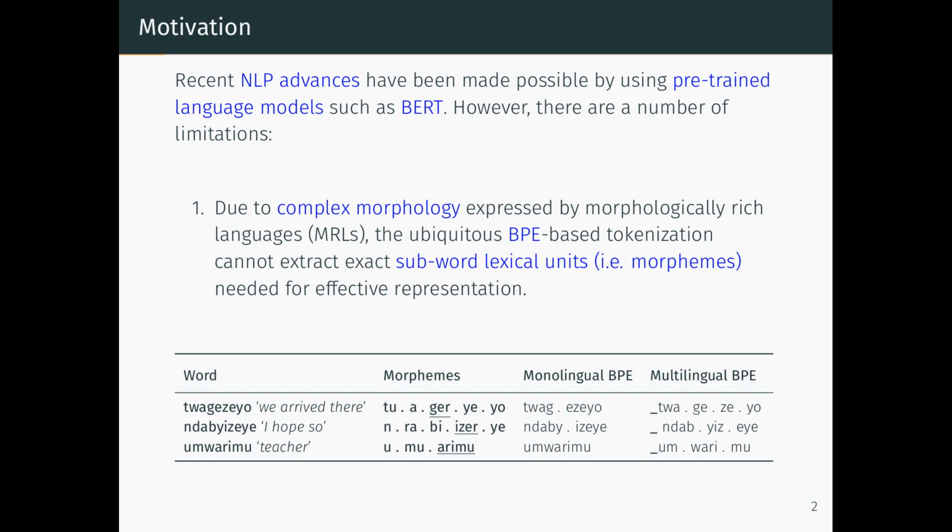For example, here we have 3 Kinyarwanda words that have several morphemes in them, but the BPE algorithms cannot extract them. This is because some morphological rules produce different surface forms that hide the exact lexical information, and BPE, which is solely based on the surface forms, does not have access to this lexical model.